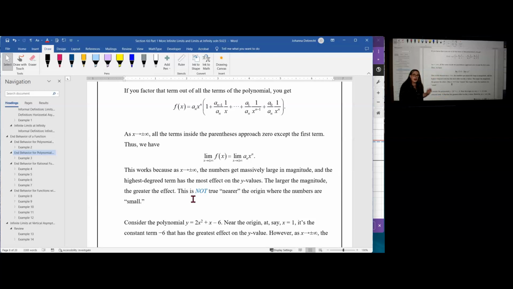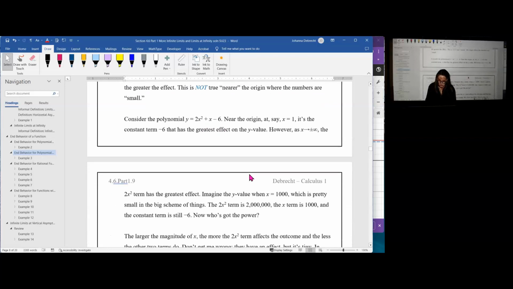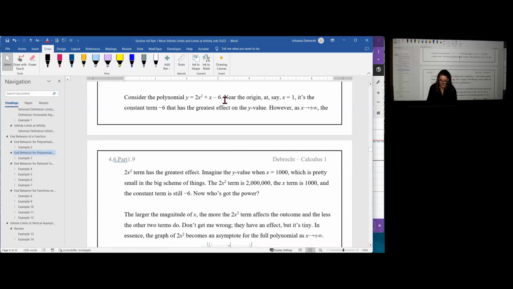Now, this is not true near the origin. When you're near the origin, these lower degree terms have an effect. Let's consider the polynomial 2x squared plus x minus 6, the one that you see here.